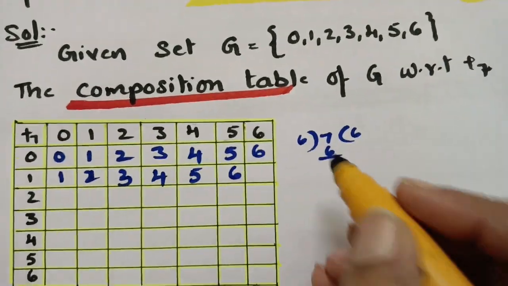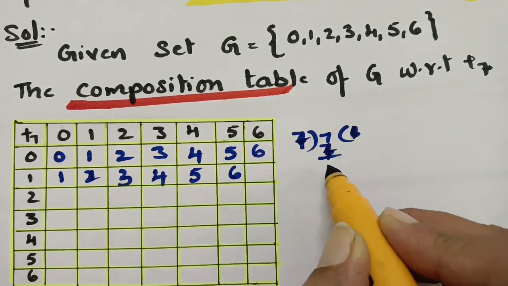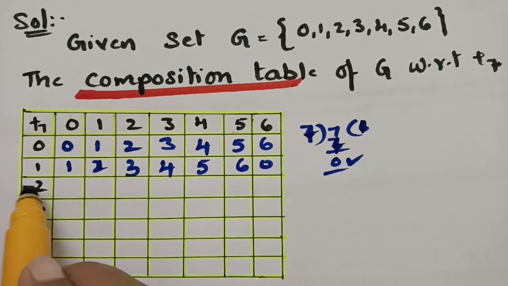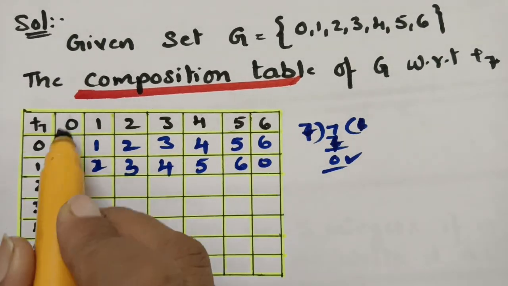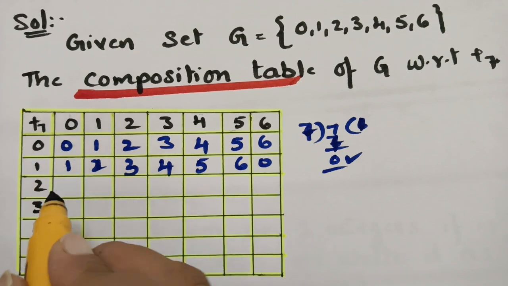See here, we have to divide with the 7. So if I divide with 7, 1 will be the answer. 7 ones are 7, and 0 is the remainder, and we have to write 0 here. Clear? And next one, 2 plus 0. After adding 2 plus 0, we have to divide with 7, so 2 will be the remainder.